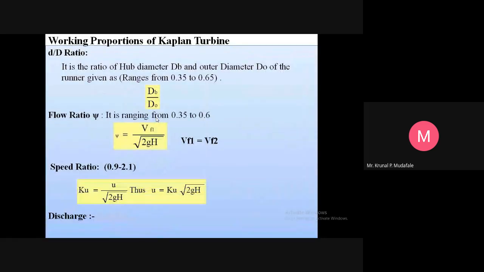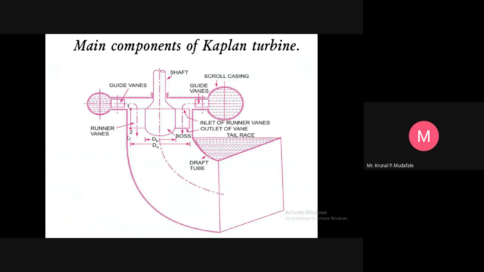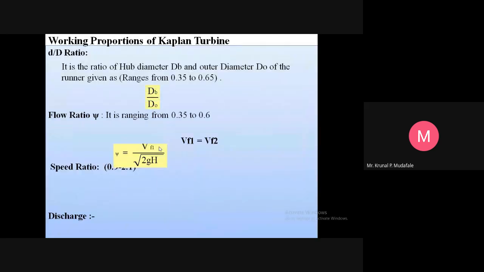Now, what will be the next, the working principle of the Kaplan turbine? There are some factors, called significant properties of the Kaplan turbine, whatever the ratio in terms of the D by D ratio. What is this D by D? The capital D by small d, or in terms of dB by DO, the ratio of the hub diameter dB and the outer diameter DO of the runner. There are two diameters. Just visualize this. dB is the diameter of the hub and DO is the diameter of the runner. So dB by DO is nothing but the diameter ratio.